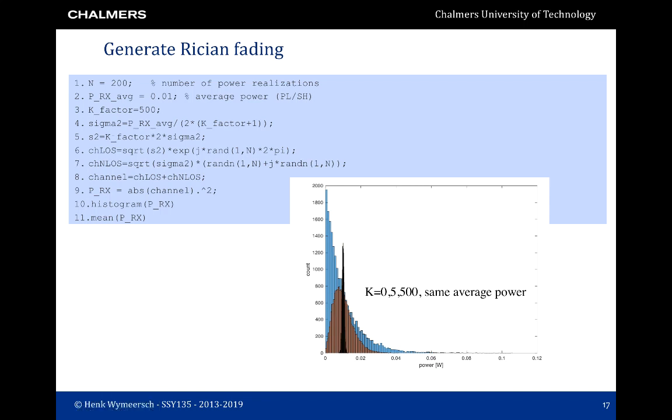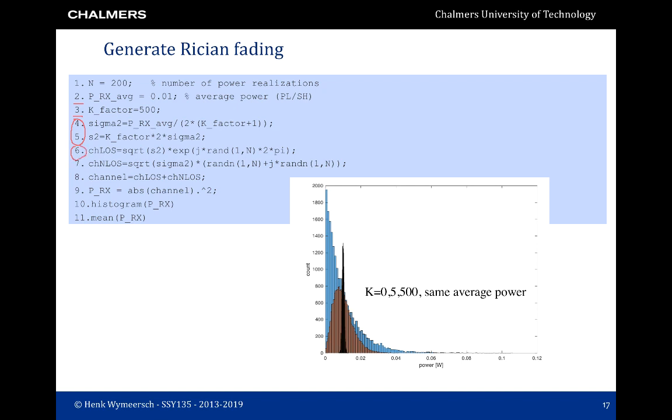To generate Rician fading, we can proceed as follows. We fix the total power due to path loss and shadowing. Then we choose a certain k factor. Then we compute sigma squared and s squared as a function of the k factor and the total power. So we see that by changing k, we move power between the non-line-of-sight part and the line-of-sight part.